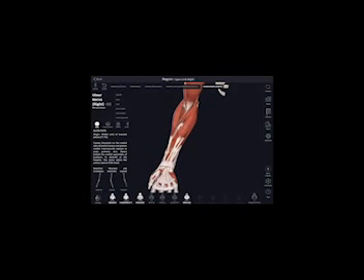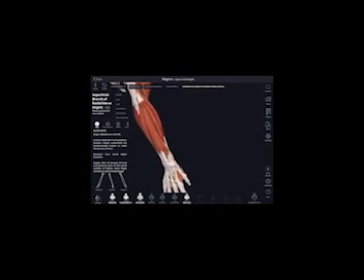Okay, the radial nerve on the other side. This nerve innervates the majority of the posterior aspect of the muscles that we just saw.